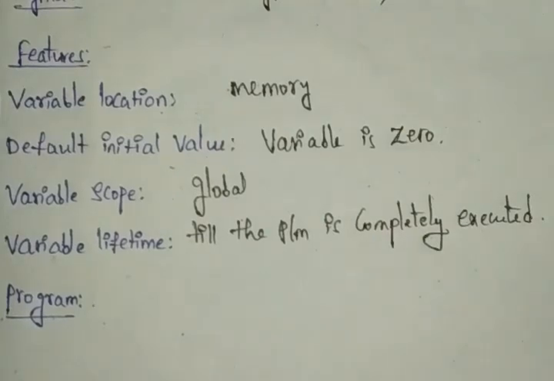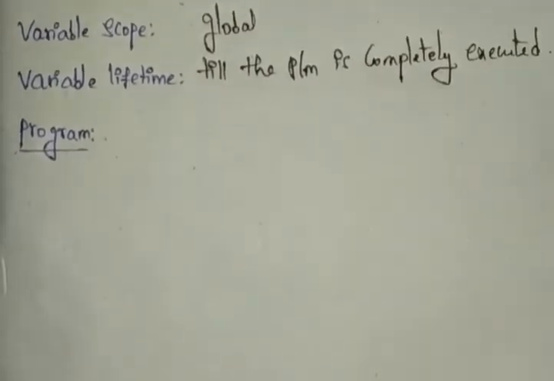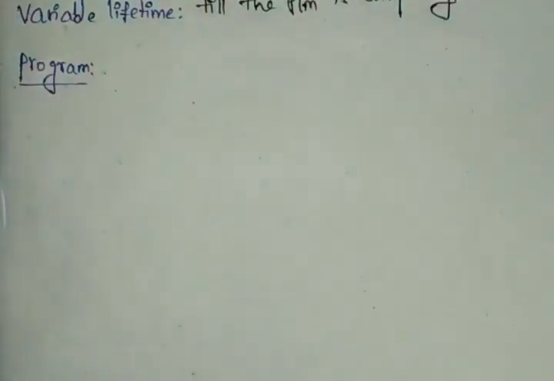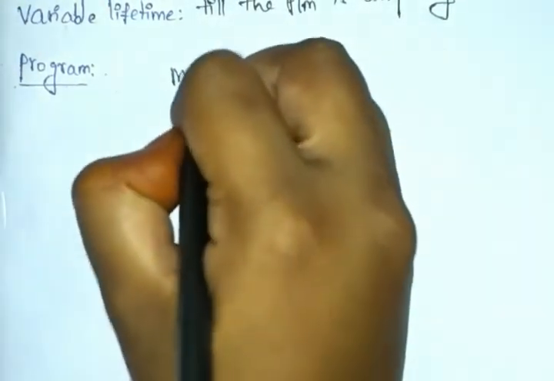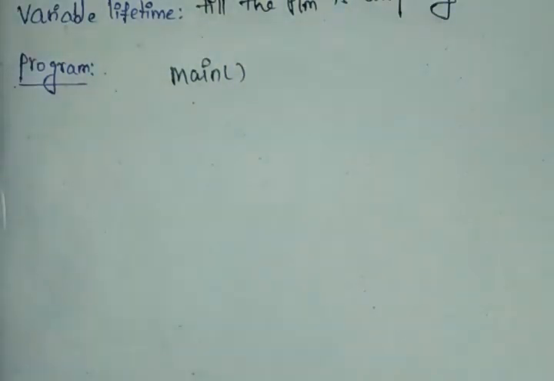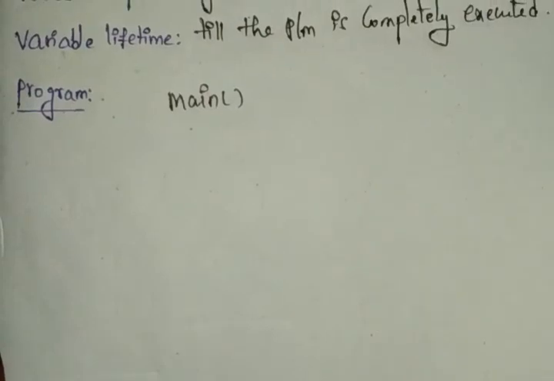And let's see a simple program to define our external storage classes. Just write hash include stdio, those are our header files. After that you can start with the main function. Here I am directly starting with the main function. Can we directly start the main function? No. Why? Because in the external storage class we are working with global variables, and global variables are defined outside of the main function. So now you can define our variables.